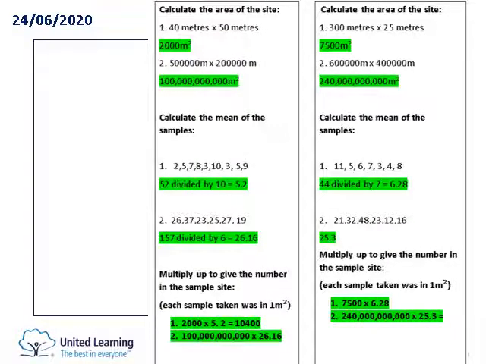Oh, answers. Area, the working out's done for you. You just do length times width. Mean, add them together, divide by the number you have. For the final question, you do area times mean, and the answers are at the bottom. I haven't included my answers for question 2 because they are very big numbers, but the calculations are there for you.